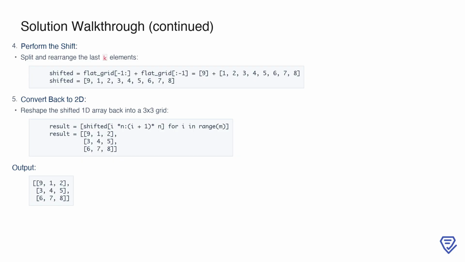Once the shift is complete, we need to convert the 1D array back into the original 2D structure. Using the grid dimensions, we reshape the array into a 3x3 grid. The final result is 9, 1, 2, 3, 4, 5, 6, 7, 8. This is the output for the given input and demonstrates how the shifting operation works step by step.